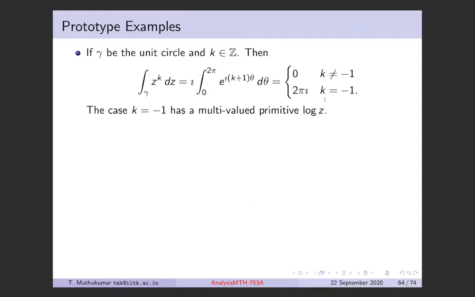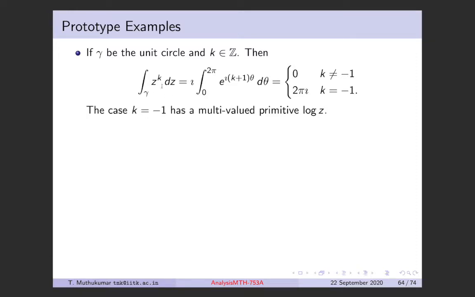Now take the case when k is minus 1. We have seen it's 1 over z, and 1 over z does not have a primitive, or its integral is not 0. The integral of 1 over z for any curve around the origin is not 0. It's 2 pi i, and equivalently it does not have a primitive.